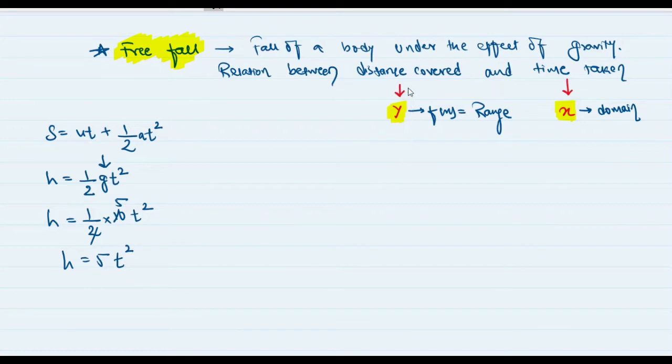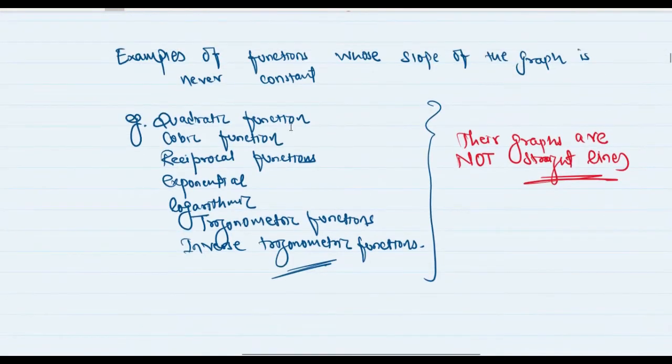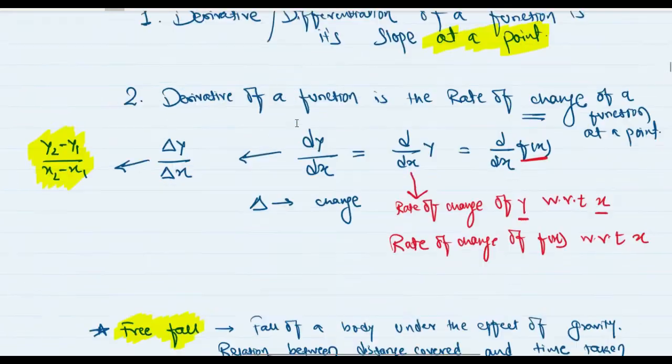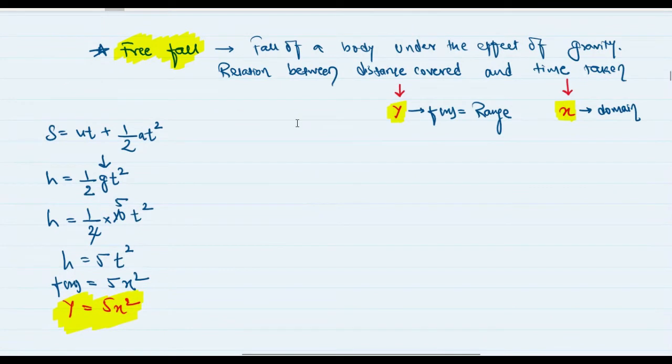Now I told you I will take the distance covered as y or f of x and time taken as x. Okay, so h is the distance covered, so I will take it as f of x is equal to 5x square, or let me take it as y is equal to 5x square. Now do you see the relation between distance covered and time? Is it a linear relation? Now tell me, is it a linear relation? Absolutely not. So what relation is this? This is a quadratic relation. It's a quadratic function. The function which you have just got is a quadratic function because degree of x is 2.